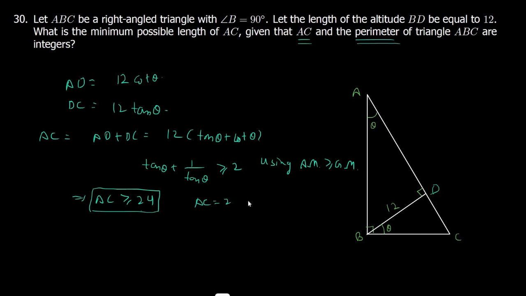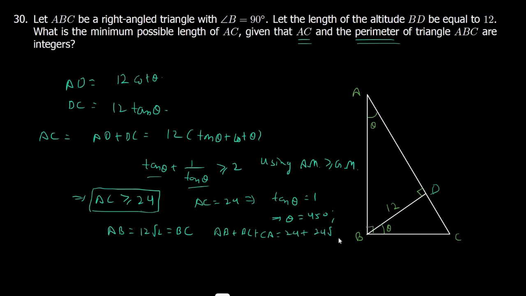Now if AC is equal to 24, the equality in the AM-GM inequality will occur when both of them are equal, and both of them will be equal to 1. So if tan theta equals 1, that means my theta will have to be 45 degrees. But in that case, unfortunately, AB and BC will be such that the perimeter won't be an integer. Because if I try to find AB, this will turn out to be 12 root 2 and so will be BC. And in that case, AB plus BC plus CA will turn out to be 24 plus 24 root 2, which is not an integer. So this value is unacceptable.